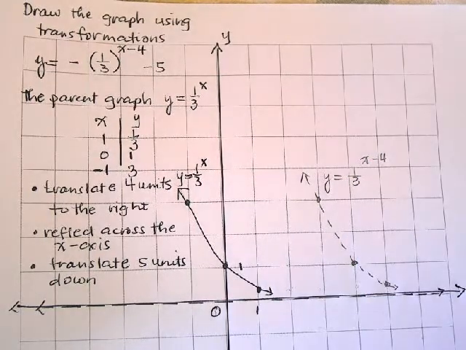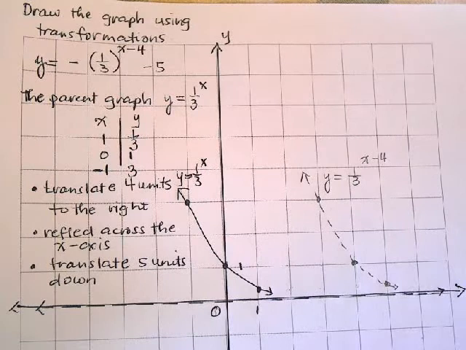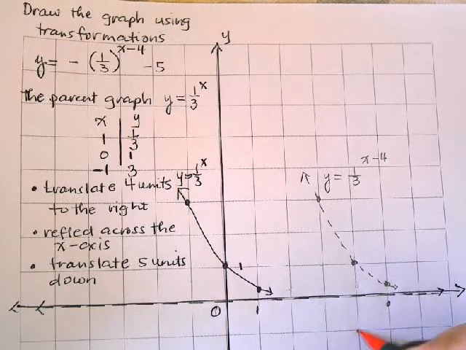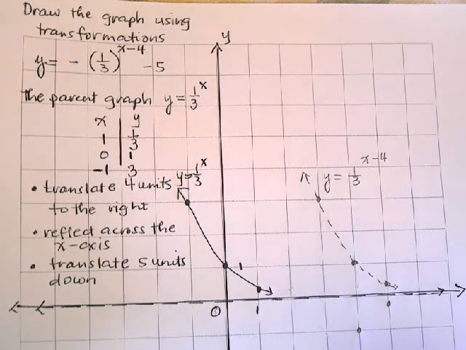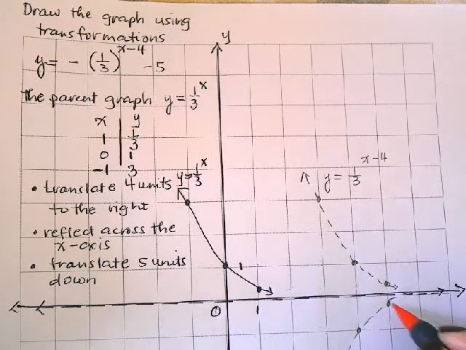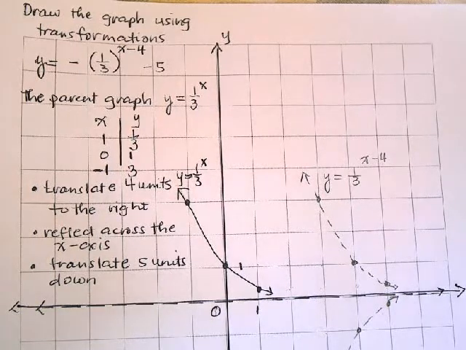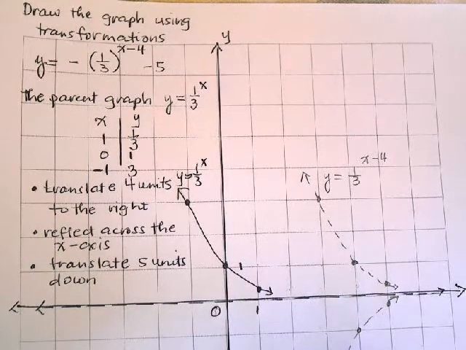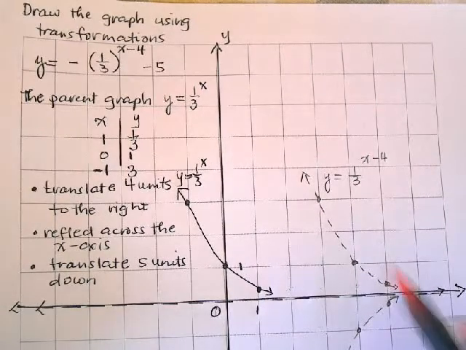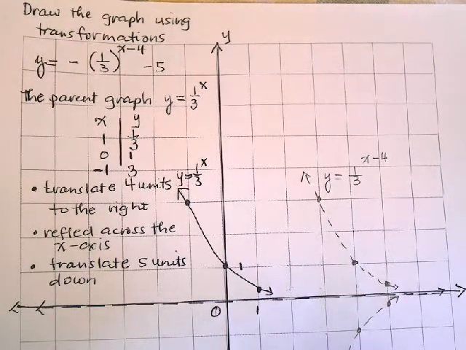Now next we reflect across the x-axis. So we're going to reflect across here. That 1/3 will be here, that 1 will be here, and the 3 will be here. So this is now a reflection. Our asymptote is still there. So this is now the graph y equals -1/3 to the x minus 4, because we reflected this.